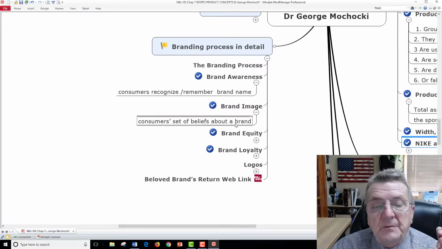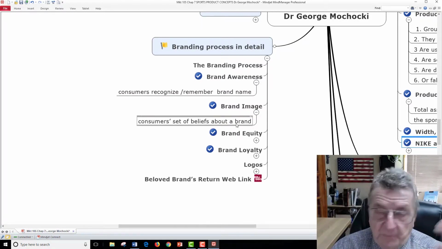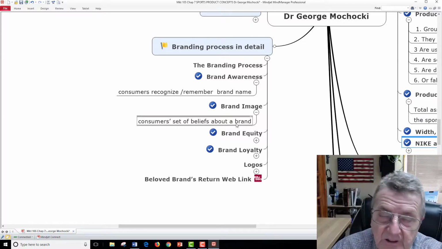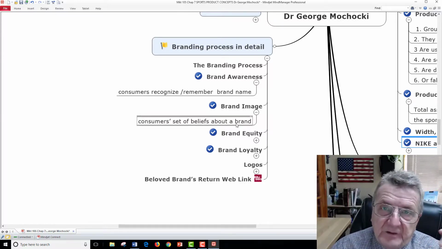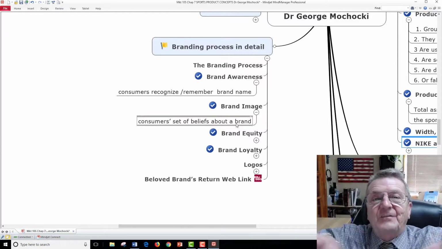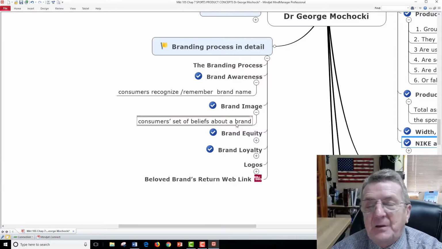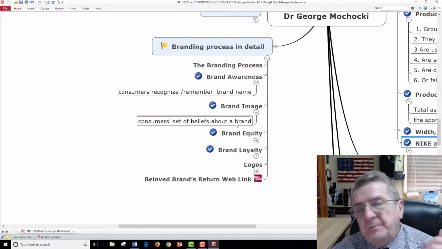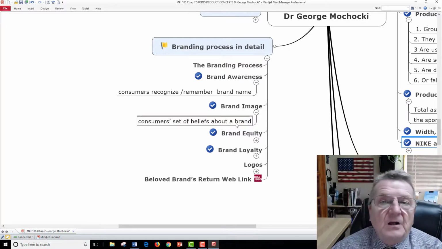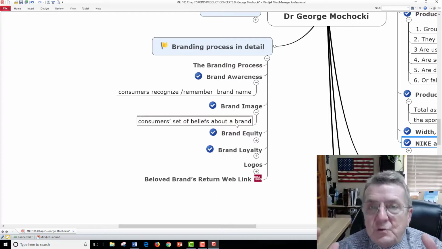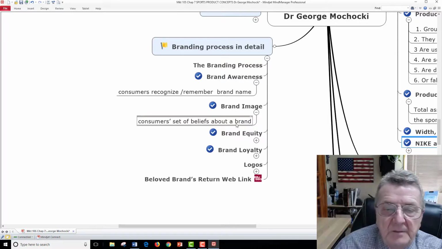Brand image, consumers set beliefs about the brand. They're loyal, they're patriotic, they think about their customers. So remember, in business and in branding, you do not do politics. You do all that stuff outside of your main entertainment. I can't stress that more. You see companies over and over failing because they try to get political. You have to separate this, okay?